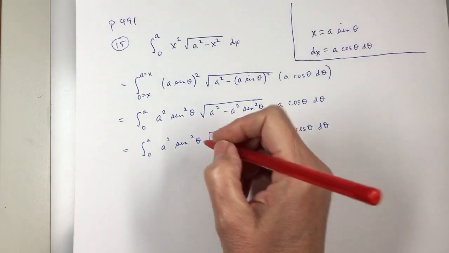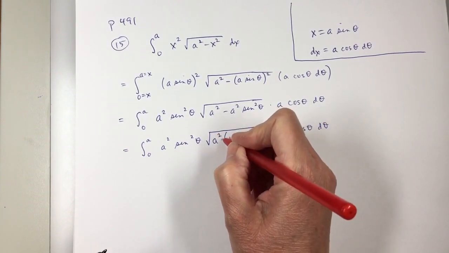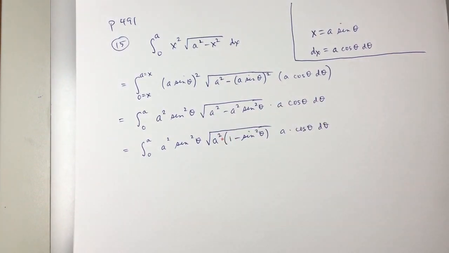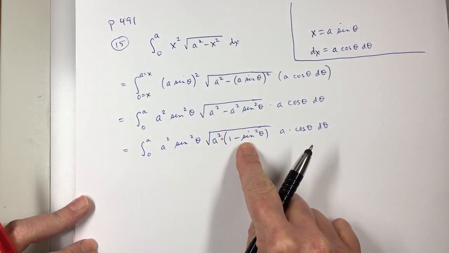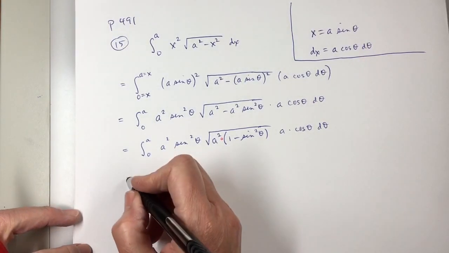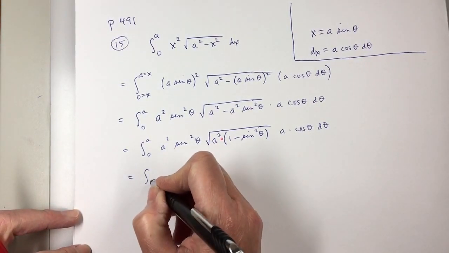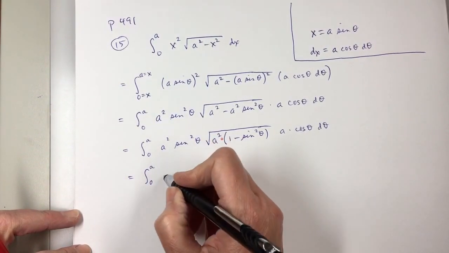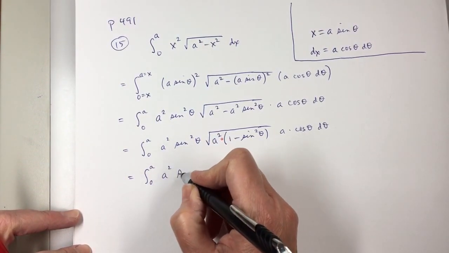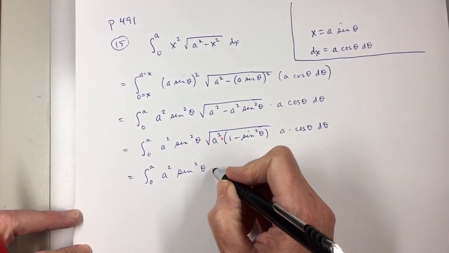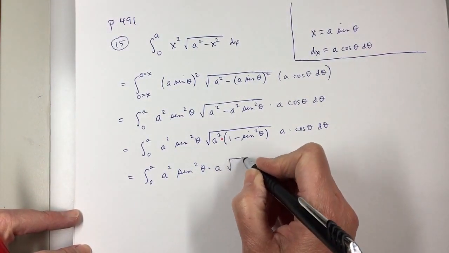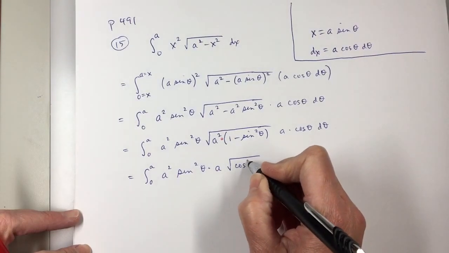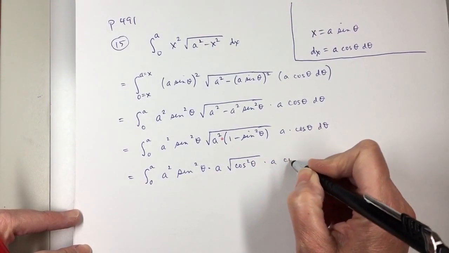Because it's multiplication, I'm going to put a little dot there for emphasis, times. I can do the square root of a squared is a, and then, in fact, there's an identity for 1 minus sine squared theta. It is cosine squared theta. So we're going from 0 to a squared sine squared theta times, well, the square root of a squared is a, and 1 minus sine squared theta is cosine squared theta.